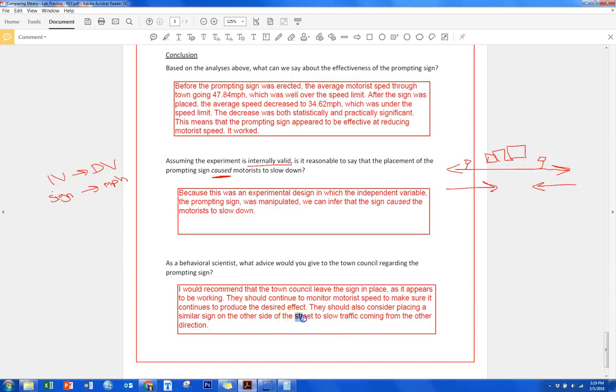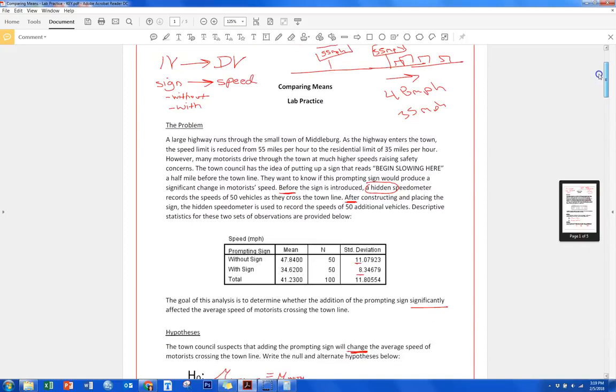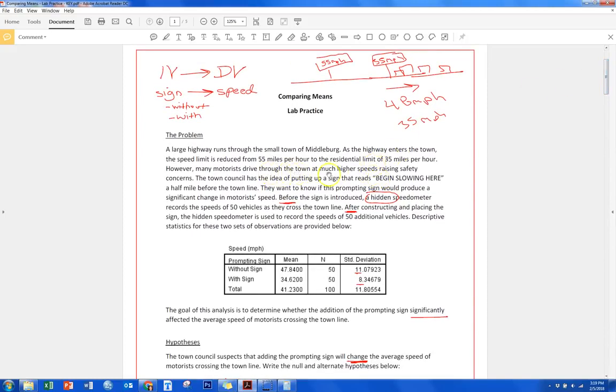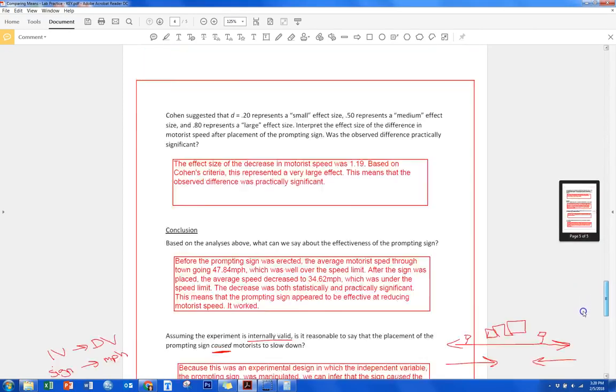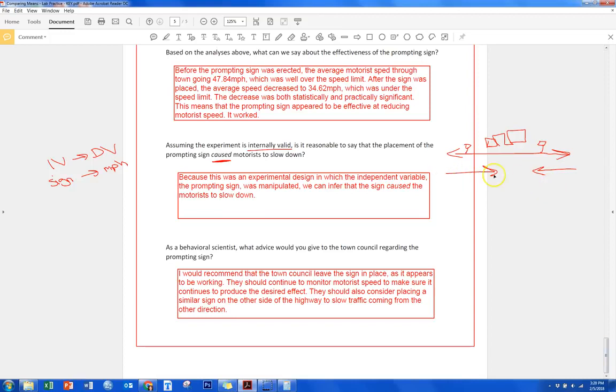So it's a highway, right? I always like to look at it in terms of the original. Yes, as the highway enters the town, right? So the highway runs to the small town. So they have the sign working this way. Let's try a sign on that side. We can slow traffic coming from both directions. Hopefully it'll be safer for the good people of Middleburg.